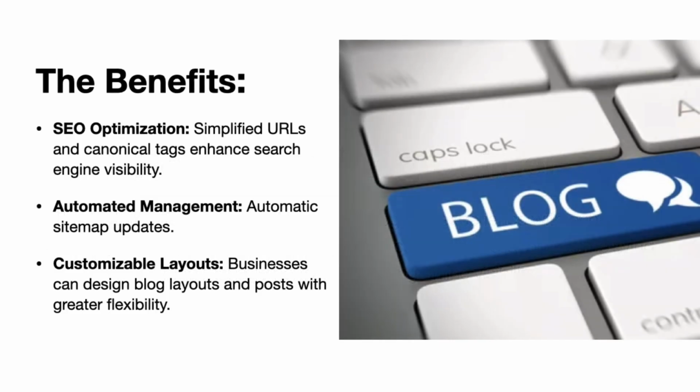When we go to talk about those benefits, there are a ton. First of all, this is going to optimize your SEO. With simplified URLs and chronological tags, you are going to enhance your search engine visibility. This is huge. Also, you're going to have automated sitemaps that are going to be updated automatically. It's also going to allow you to customize those layouts. Now you can design blogs with the layout that you want and posts with much greater flexibility.